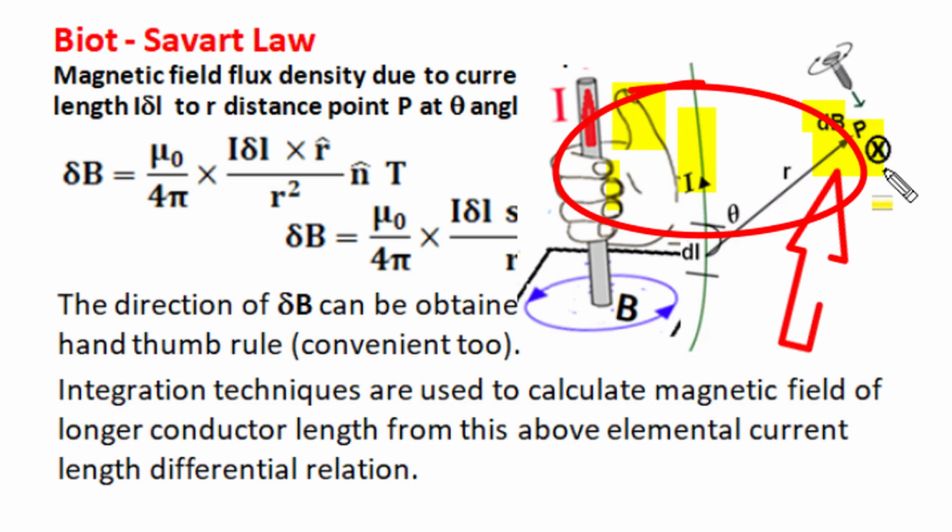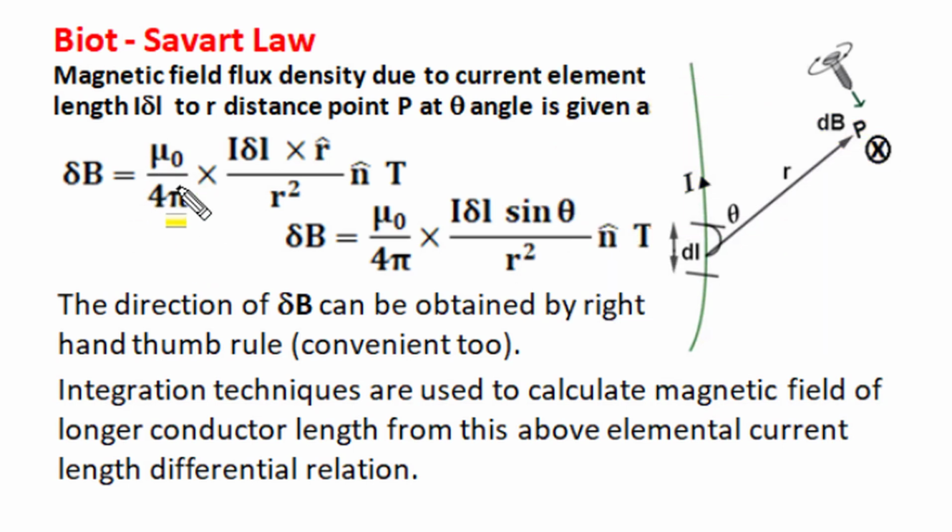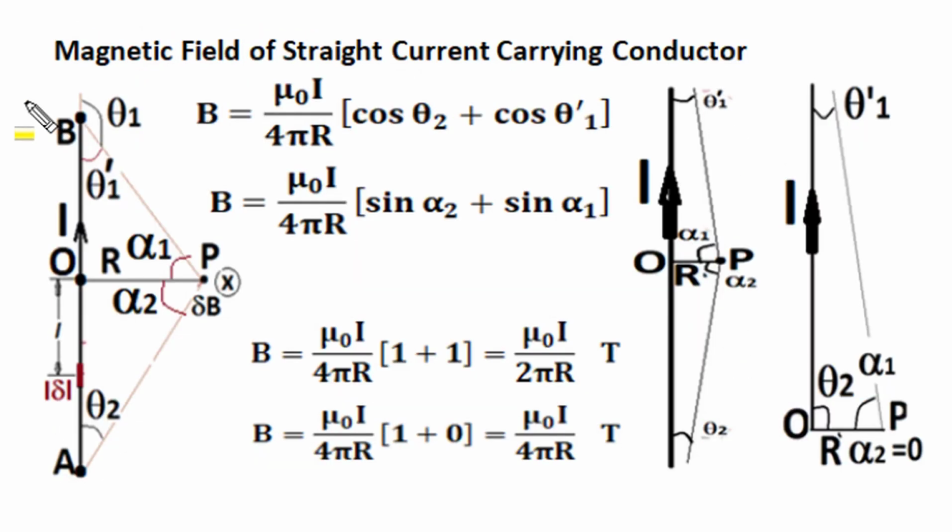To obtain the magnetic field contribution of a longer length, we do a little mathematical manipulation and convert these three variables, length, distance and angle theta between the current element and position vector, into a single variable theta, and by integration we can obtain the resultant magnetic field of a straight current carrying conductor. The magnetic field of straight conductor AB carrying current I is given by this relation.